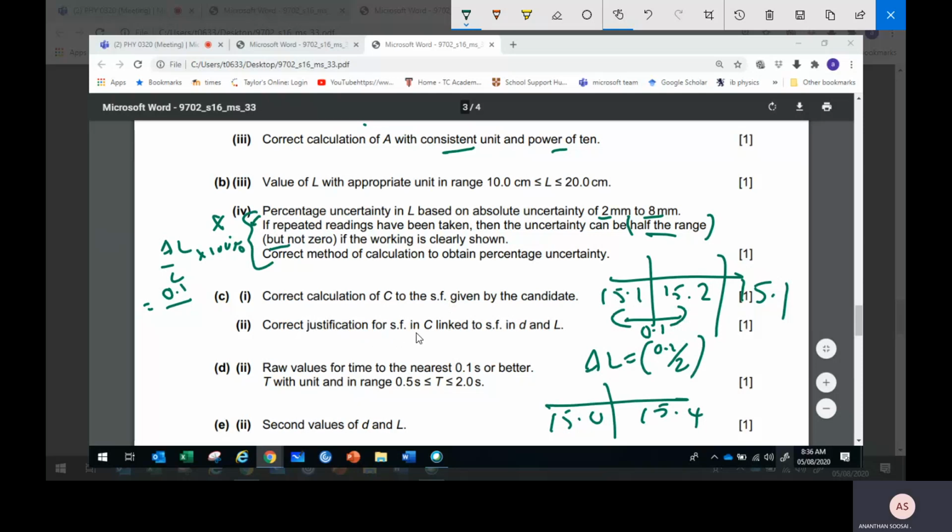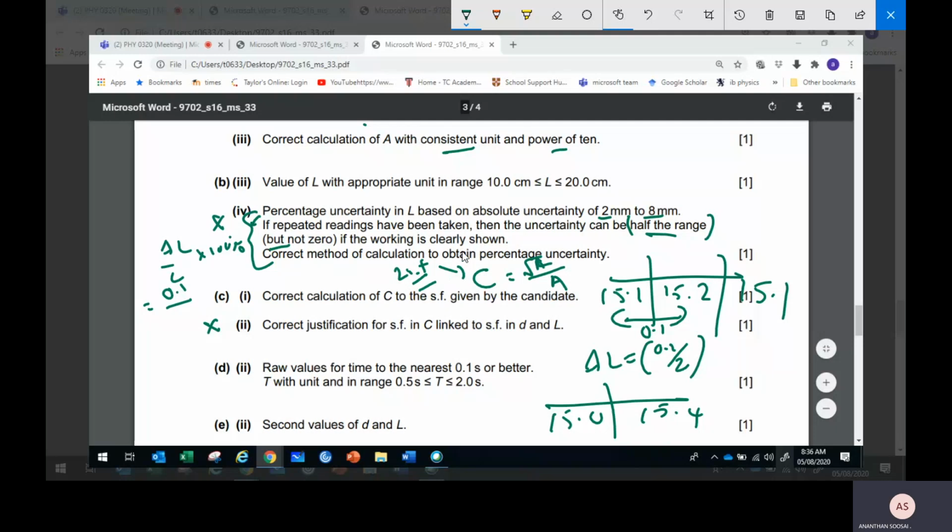Okay. C2 also something new. Justify why you put that many significant figures for C. So how do you explain? C is what? C is the root of L over A. Okay. So they ask, when you put 2 significant figures, justify why you put C as 2 significant figures.